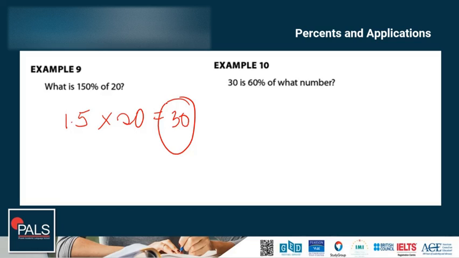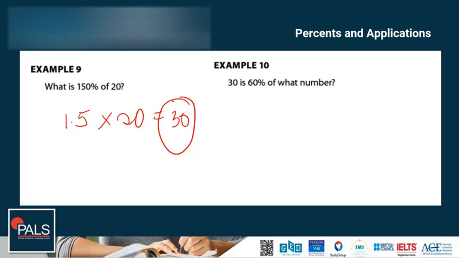You may be wondering what 100% of a number is, because percent means a part out of 100. So 100% means 100 out of 100, or in other words, everything. So 100% of any number is the number itself.